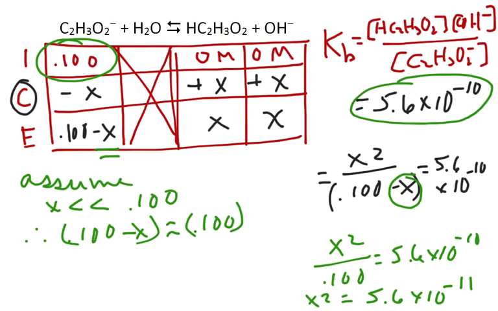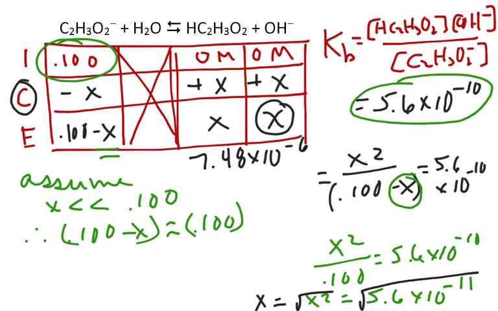Okay, I went back and got a calculator, and I can find out that X is equal to the square root of X squared, which is equal to the square root of 5.6 times 10 to the minus 11. And when I do that, I get a number that is 7.48 times 10 to the negative 6. And I stop for a second and say, okay, that is the concentration of my hydroxide.